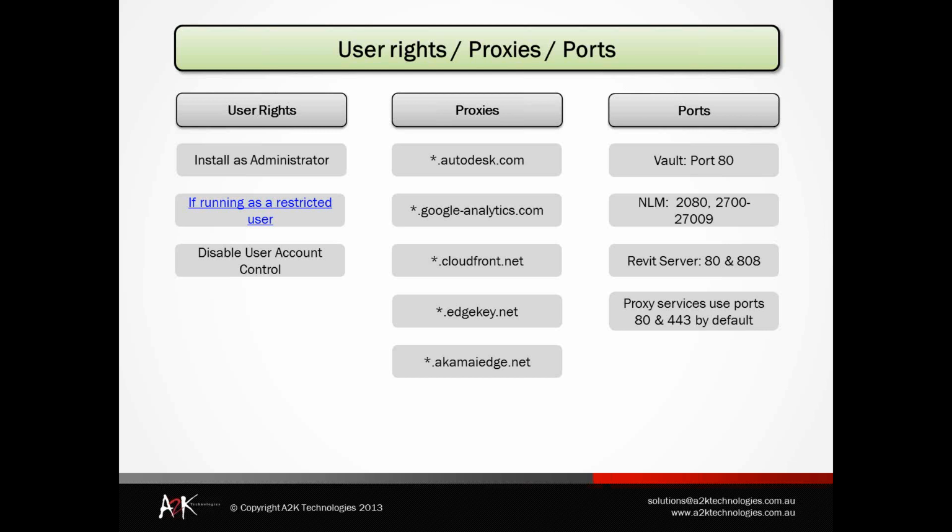Obviously, for the Network License Manager, we've already discussed the ports of 2080, etc. Revit Server and the proxies that we're seeing there by default use ports 80 and 443. So it's just good to have all of those open.